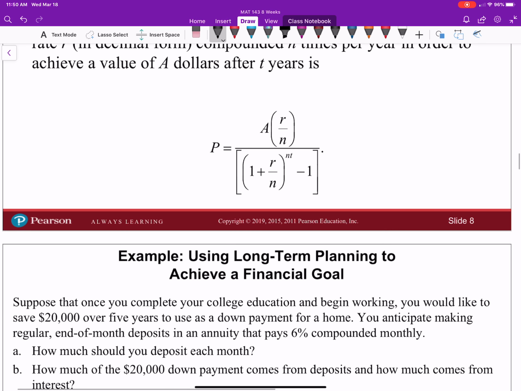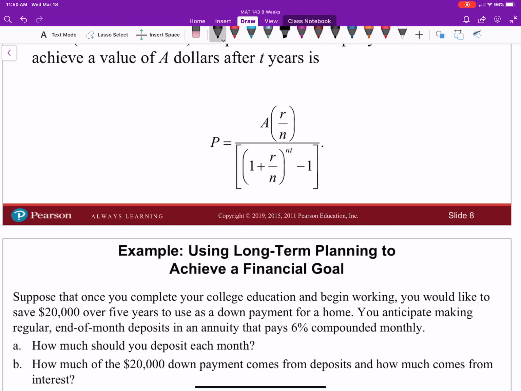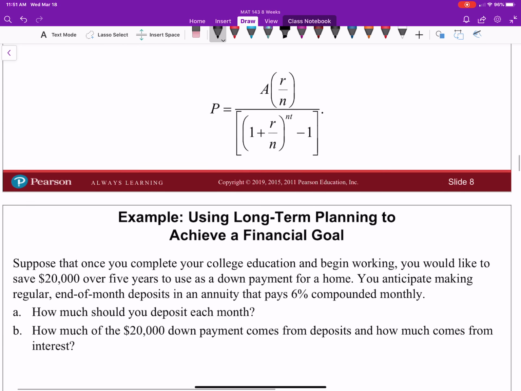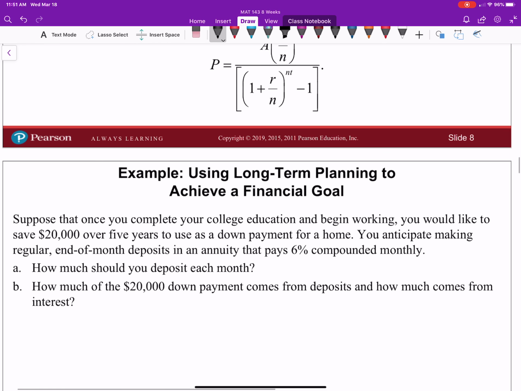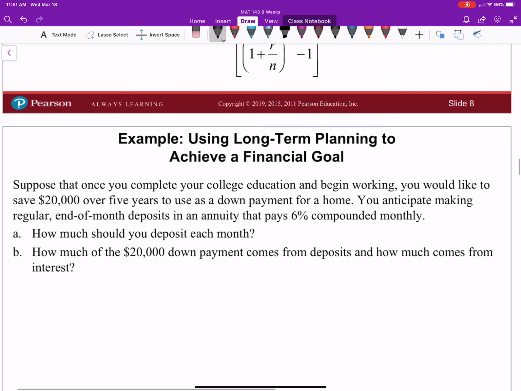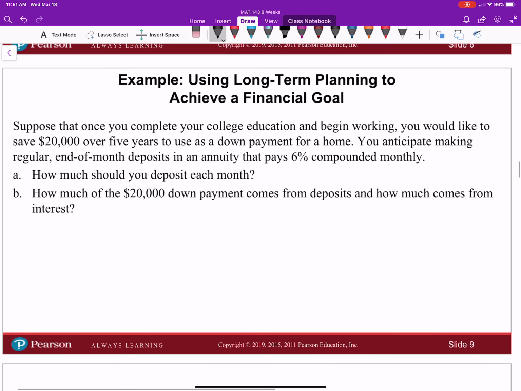So if you look at the formula, P is equal to A times R over N, all over bracket, parentheses 1 plus R over N raised to the NT, minus 1, close your bracket. Keep in mind that these slides can be stopped at any time, so you can make sure you copy all the notes.